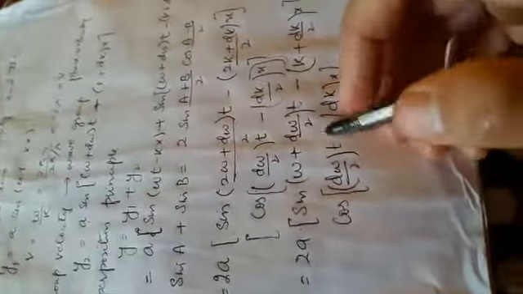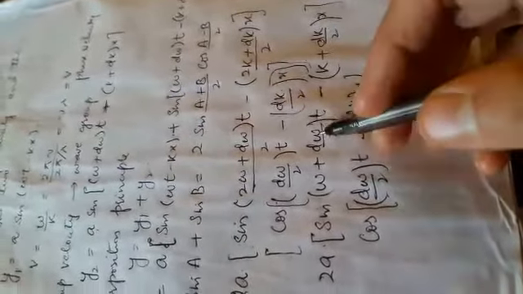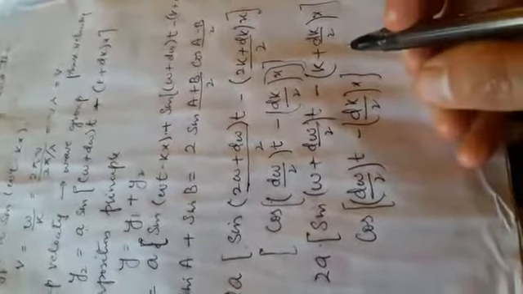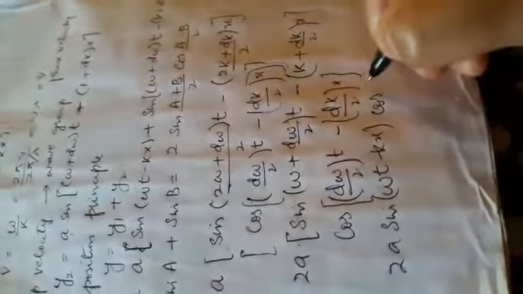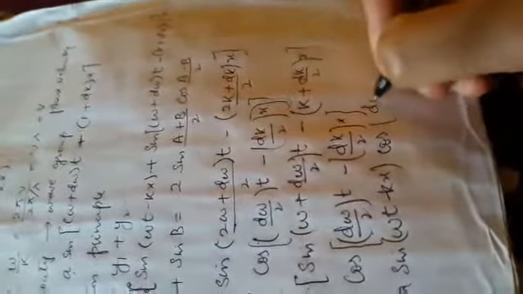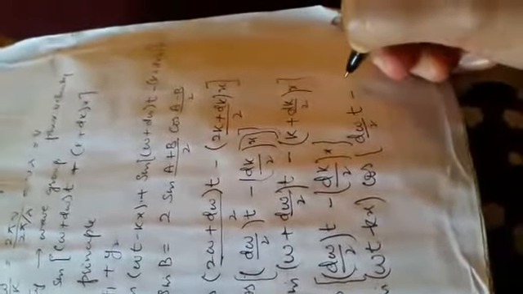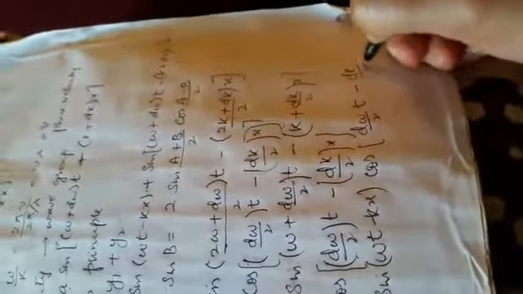Now, we understand that d omega and dk are very small quantities. Therefore, d omega by 2 and dk by 2 can be neglected. So, we can choose to write it as y is equal to 2a sine (omega t minus kx) into cos of (d omega by 2 t minus dk by 2 x), right?